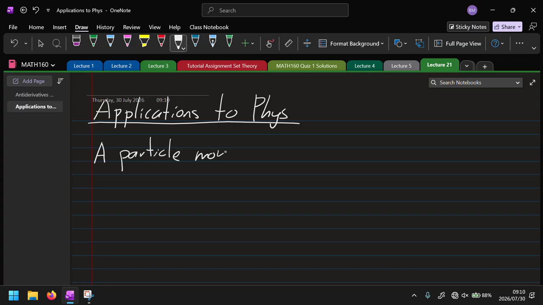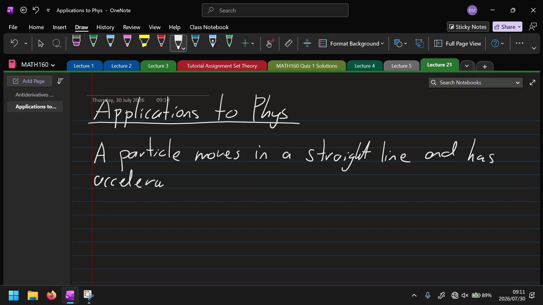A particle moves in a straight line and has acceleration a, that will be 6t plus 4 centimeters per second squared. Again, I remind you, for all of these physics applications, there's going to be units. So when we did the rates of change, we had units. When we do this, we have units. Sometimes the problems will have units, sometimes they won't. But for these application problems, please remember your units.